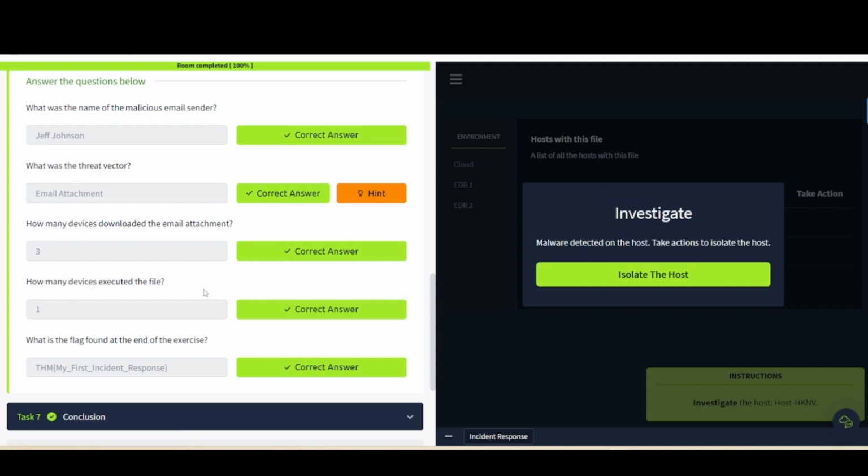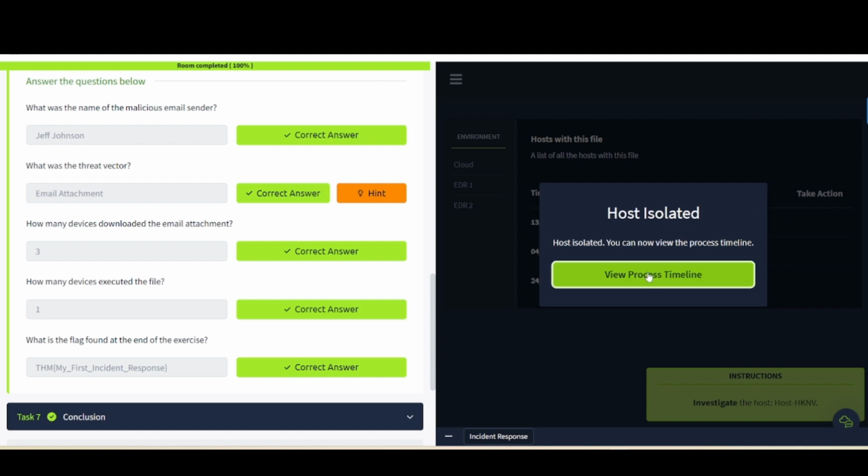How many devices executed the file? Well, we only know that this one did, which is why we're taking action to isolate it. Okay. Next one says how many devices. Oh, sorry. What's the flag found at the end of the exercise? So let's go ahead and continue on.